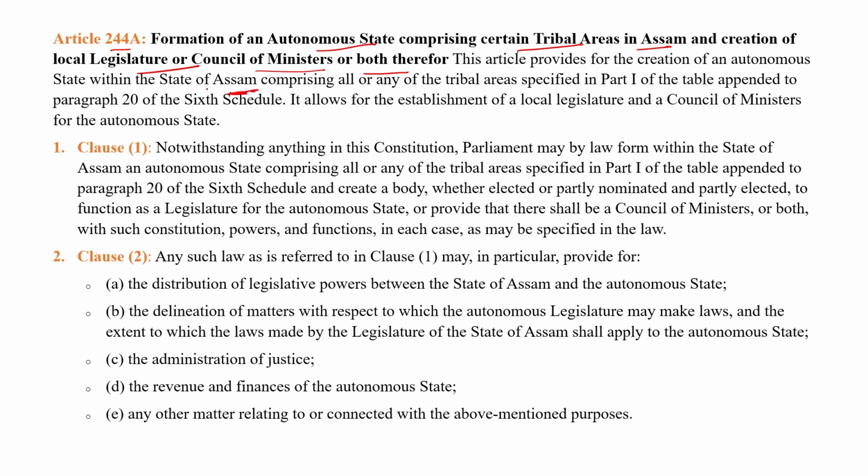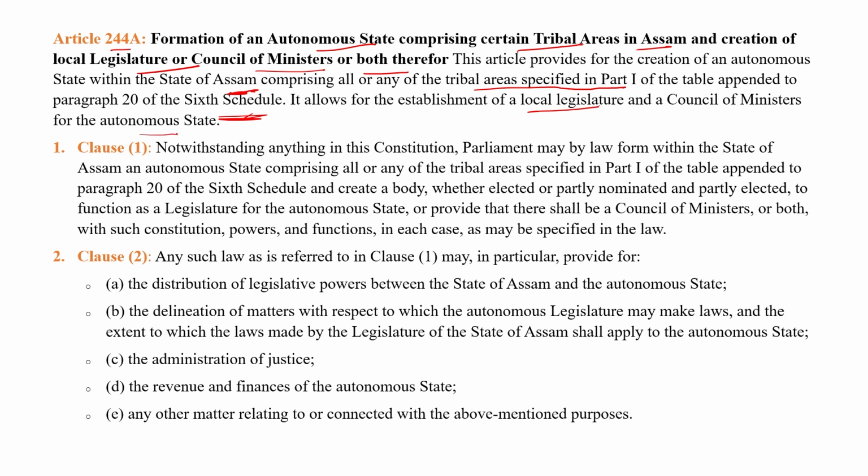So what does Article 244A say? It generally provides for the creation of an autonomous state within Assam. It also explains the comprising of any of the tribal areas specified in Part 1 of the table of paragraph 20 of the 6th Schedule. We will discuss Part 1 and paragraph 20 of the 6th Schedule. It allows for the establishment of a local legislature and a council of ministers for the autonomous state.